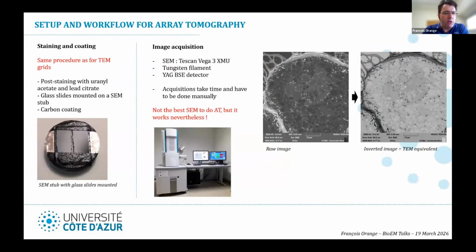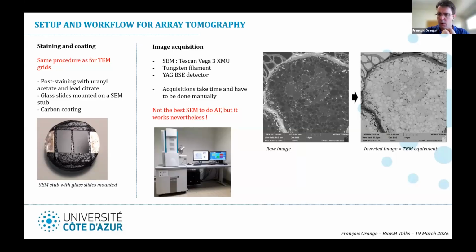Further on, for the staining and coating, nothing new there. It's the same procedure for post-staining as for the TEM grid, with uranyl acetate and lead citrate. The glass slides were mounted on an SEM stub, with some carbon coating, and we go into the microscope. Most of the data we show in this presentation were obtained with an SEM equipped with a tungsten filament and a YAG backscatter electron detector, which means it's not the best SEM to do AT. It's pretty much an all-around SEM that we have in our facility, but it works nevertheless.